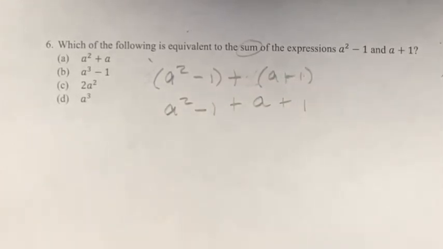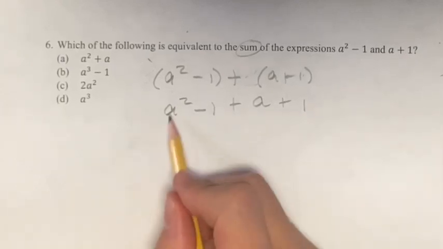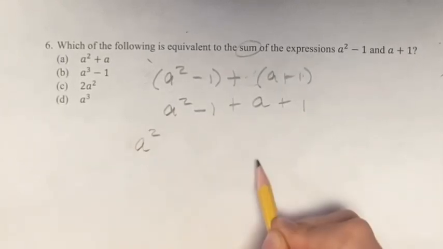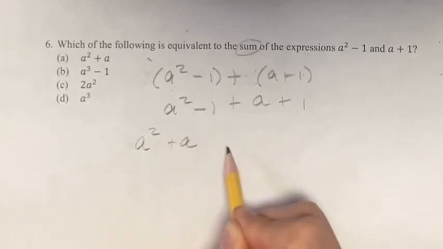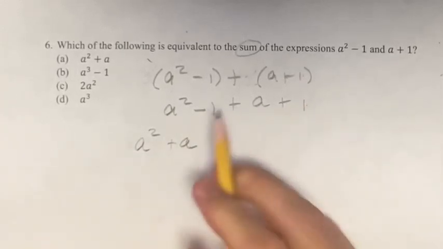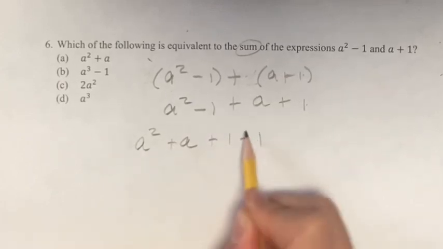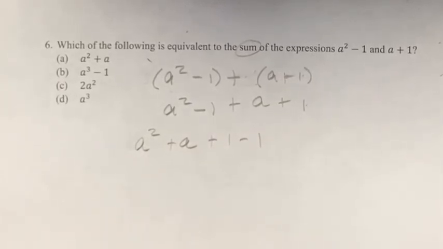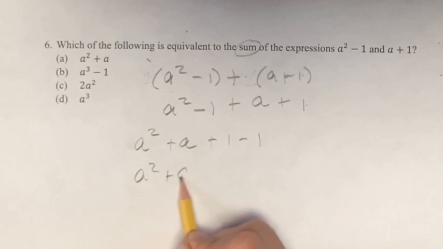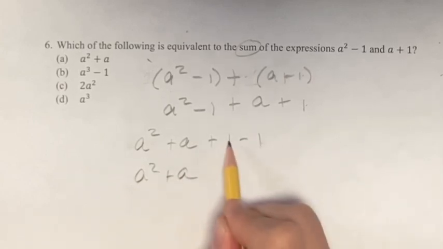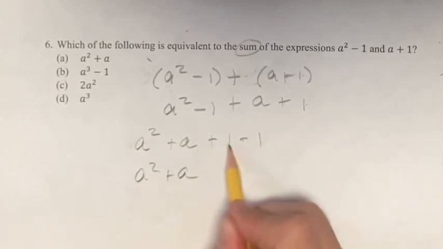In this expression, we now have to simplify to combine like terms. So we have a squared, well, that's the only term of its kind, plus a, okay? Then we have plus 1 minus 1. And these are the only like terms. They're both constants. So we just have a squared plus a, and then plus 1 minus 1, well, 1 minus 1 is 0, so this is plus 0.